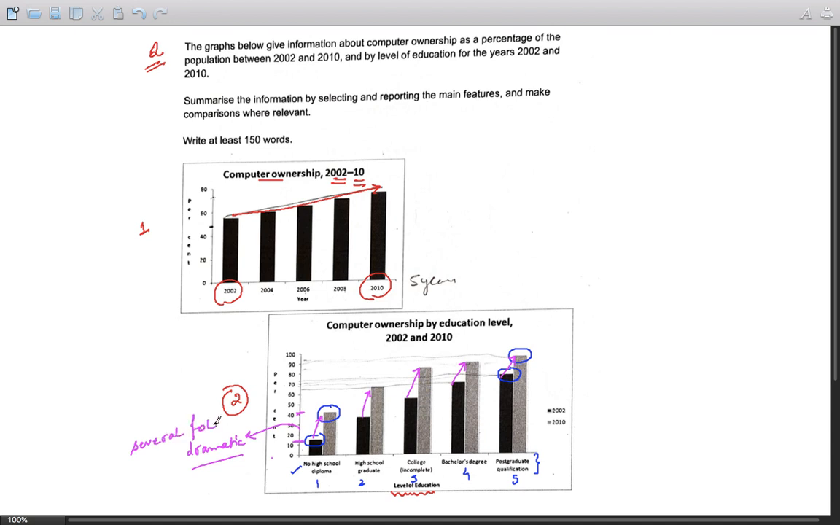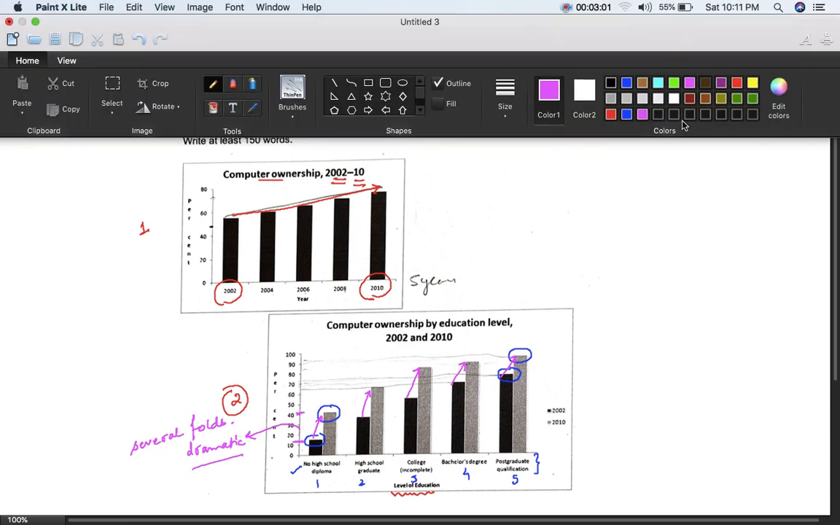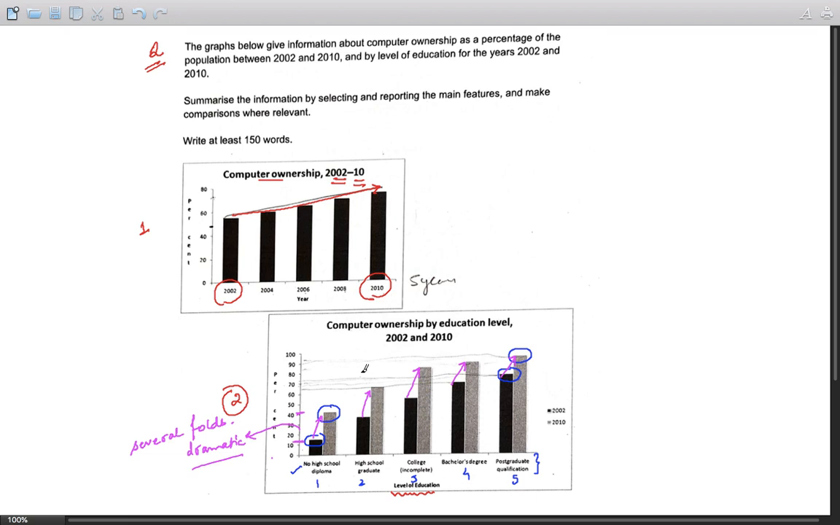Okay, let us come to the next one. Let me change the color. Yep. Before coming to these two, what is the nature of increase in the last two? That is bachelor's degree and postgraduate qualification. Well, here the increase is not too high. So earlier this one was around 70, and here it's around 90. I'm talking about relative proportions.